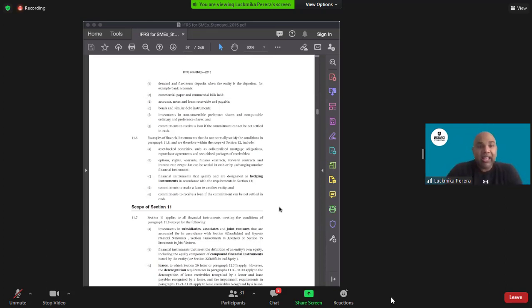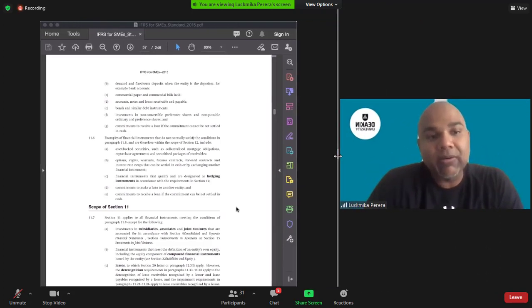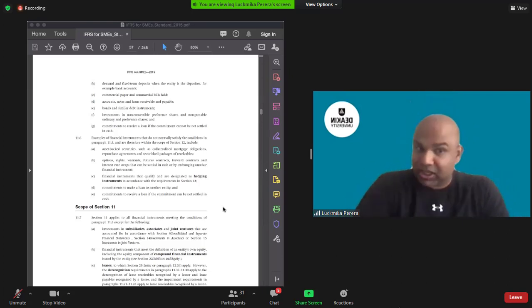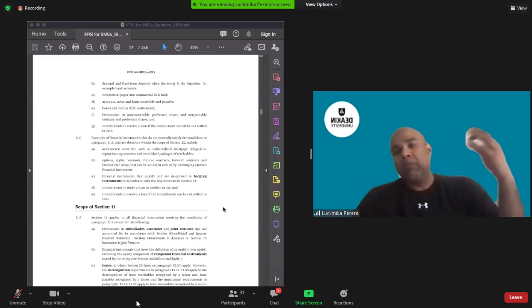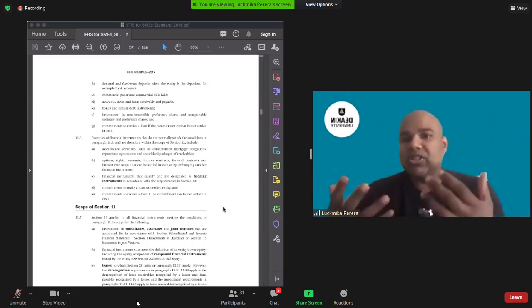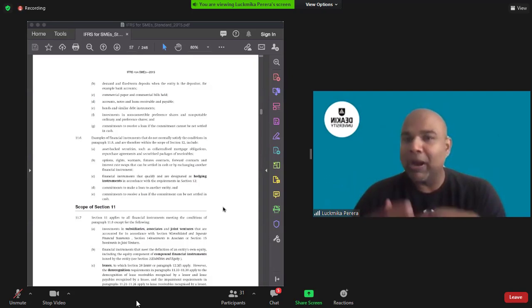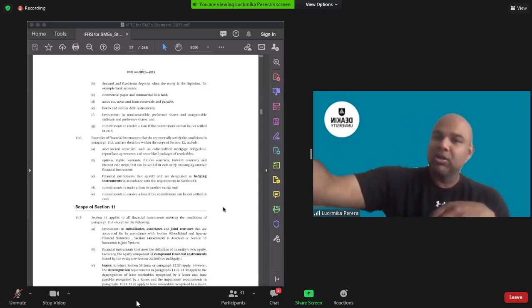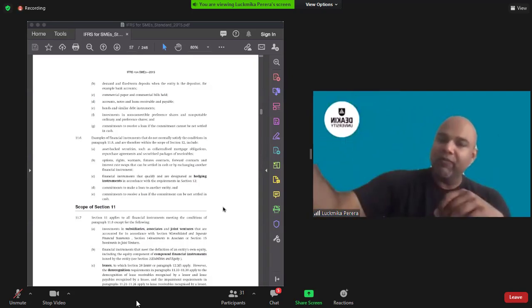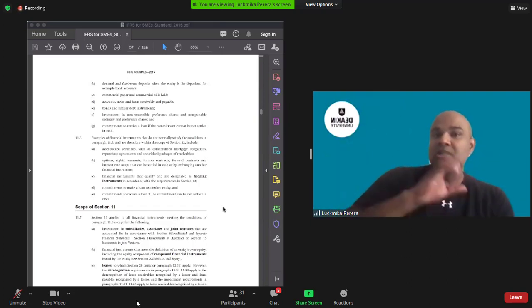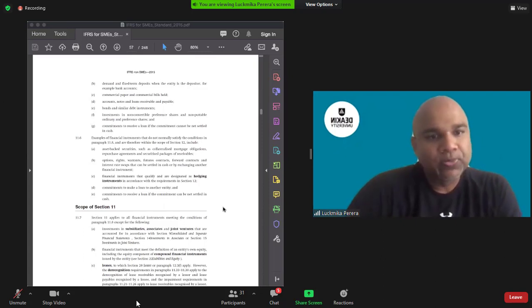Okay. Examples of financial instruments that do not normally satisfy the condition of paragraph 11.8, and those that fall under Section 12, are asset-backed securities, such as collateralized mortgages. For example, my mortgage is an advanced instrument. In other words, I own my house, but my house is also mortgaged. So until I pay off the mortgage, the house is not fully mine, though it is legally mine, subject to paying off the loan. Okay.